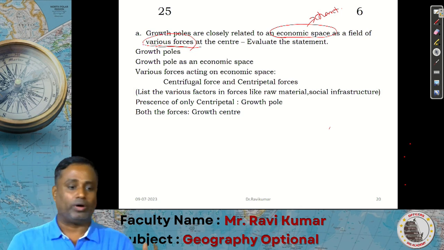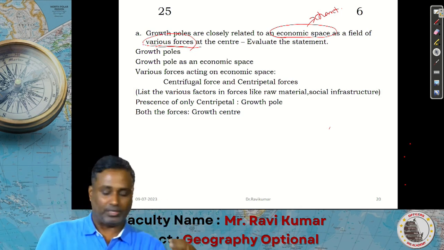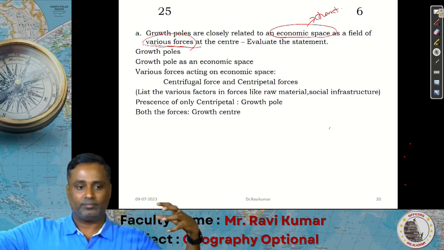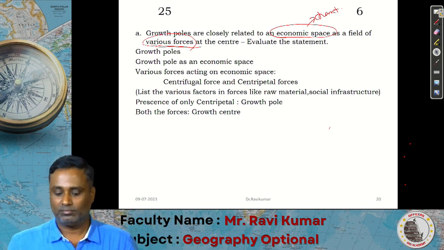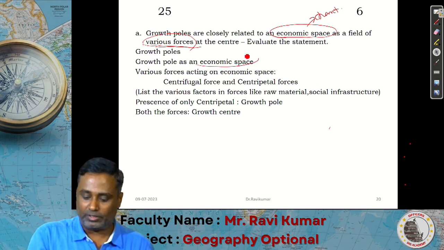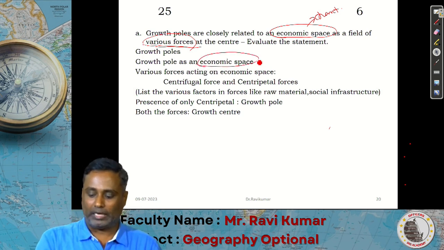So both kinds of forces: something is moving from the center to the outside, so the industry influences the geographical space, and the geographical space influences that industry. That's all. So growth pole theory talks about an economic space. Based on the growth pole, the economic space is an industry, right?